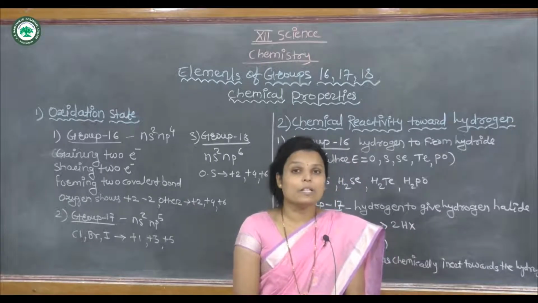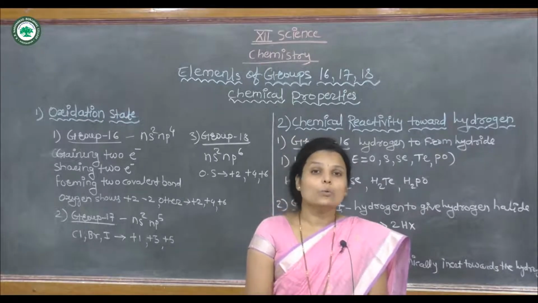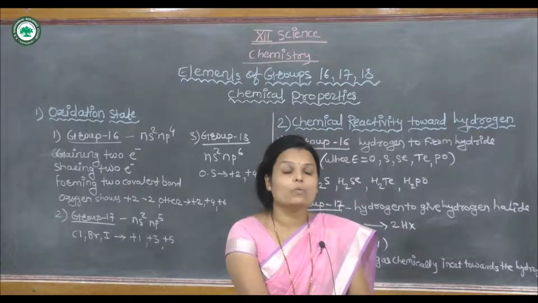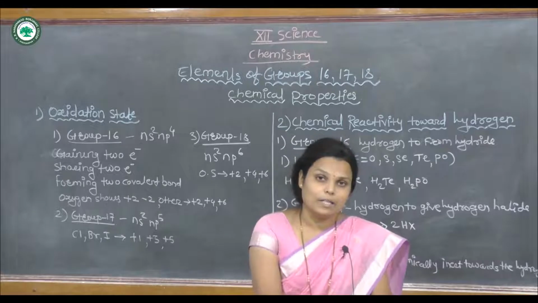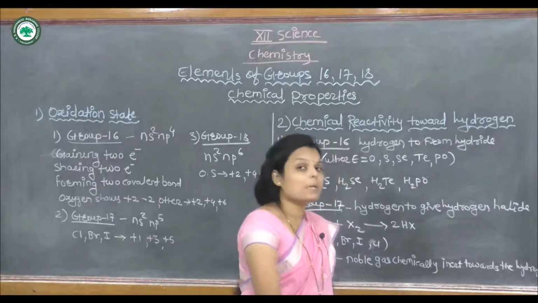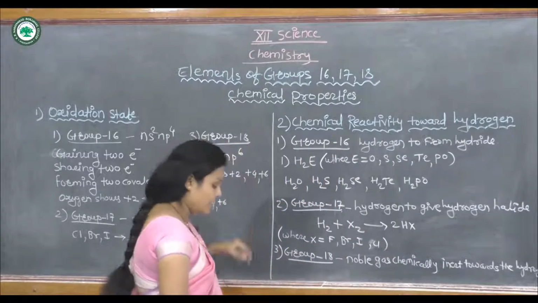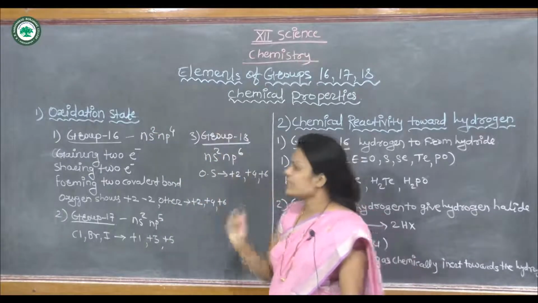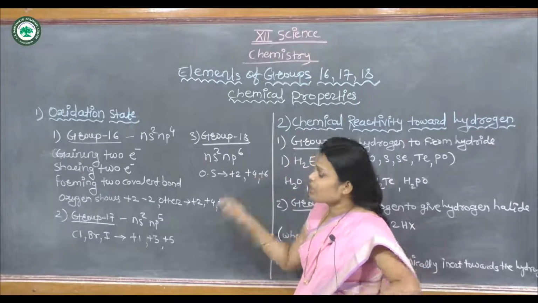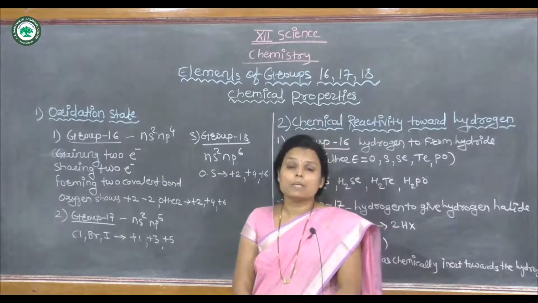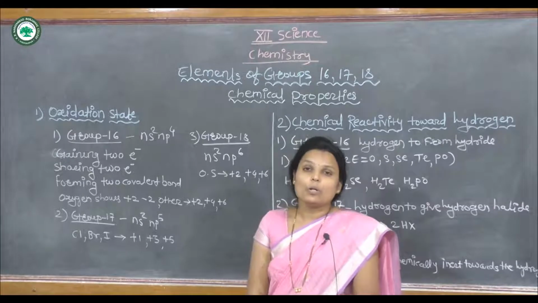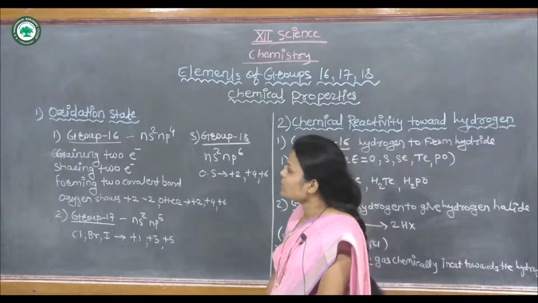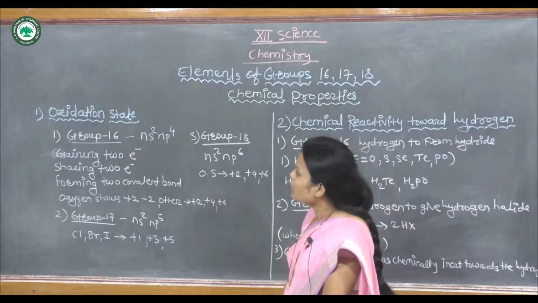Then we also studied the physical properties, and today we are going to start the chemical properties of group 16, 17 and 18. In these chemical properties, the first property is the oxidation state. We know that oxidation states depend on the valence electrons present in that group, in that orbital or element. The first property is the oxidation state of group 16.